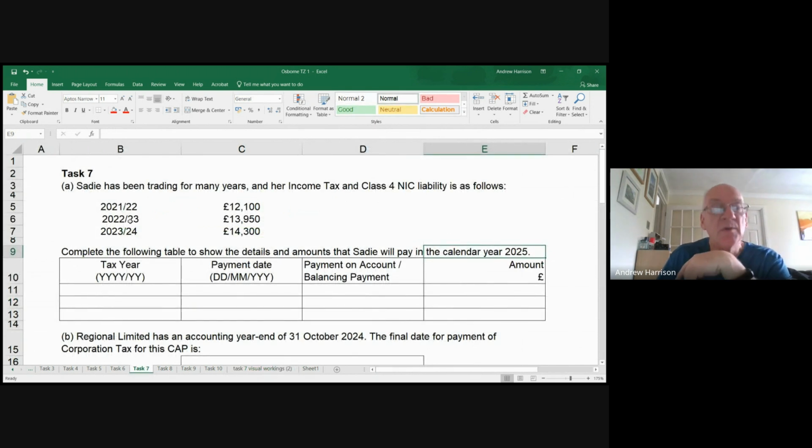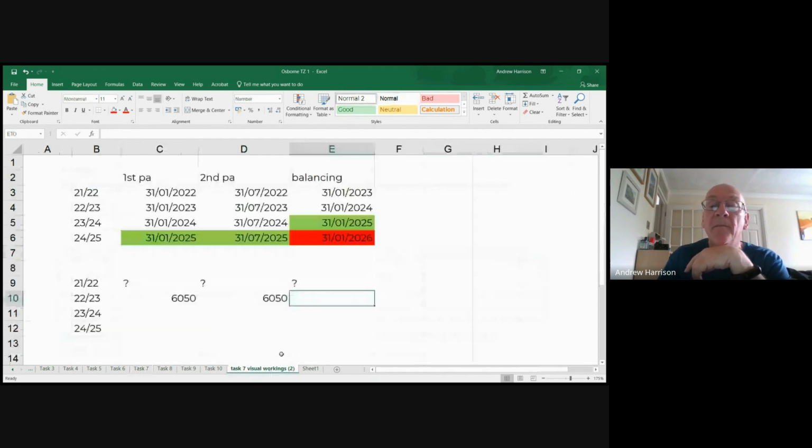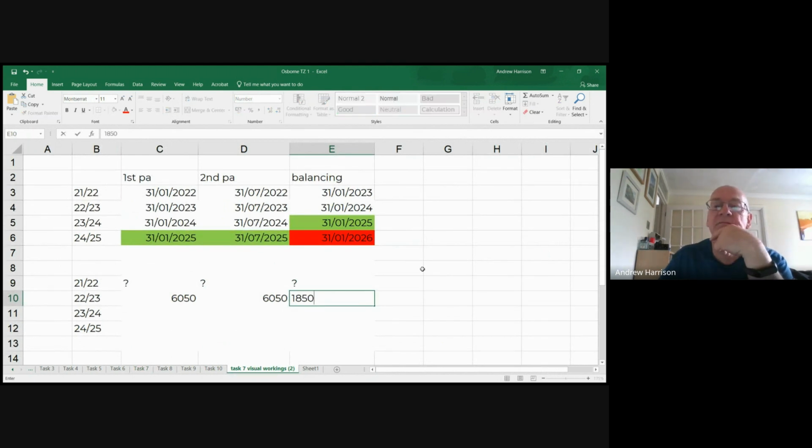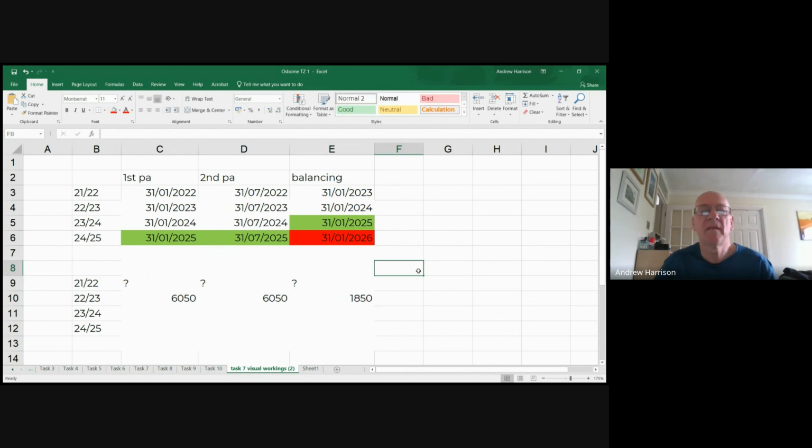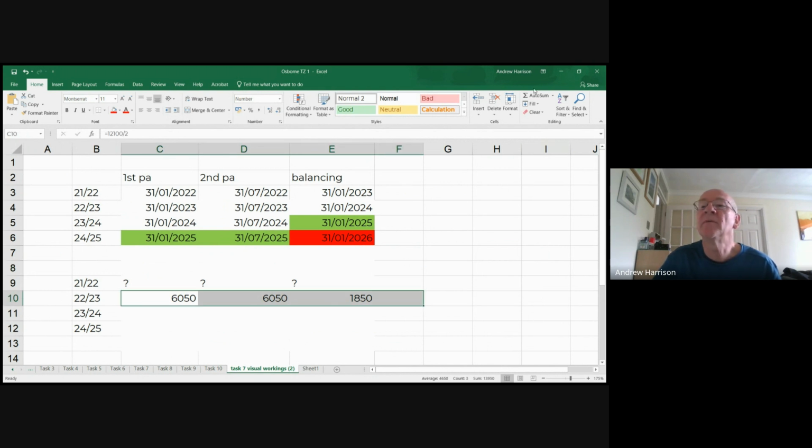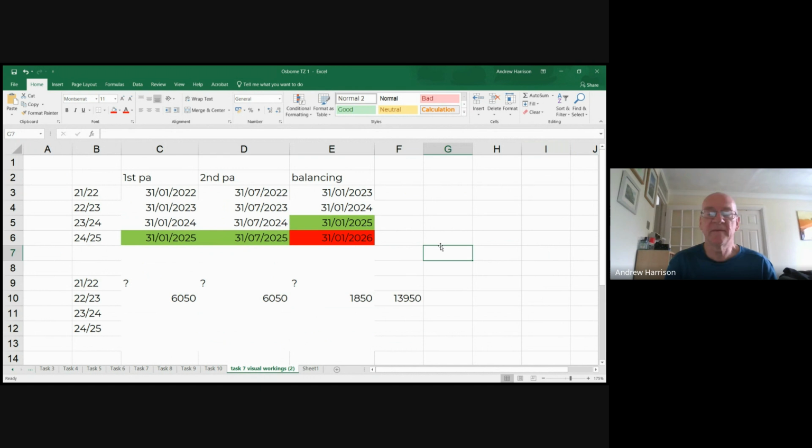Towards 22-23's 13,950, which I reckon's another 1850 due. We can just double check that one. It will add up. Spreadsheet, why not? 13,950. That's where that was paid. But that's not our green boxes. That's actually the data we need. Maybe it's here just to try and catch you out.